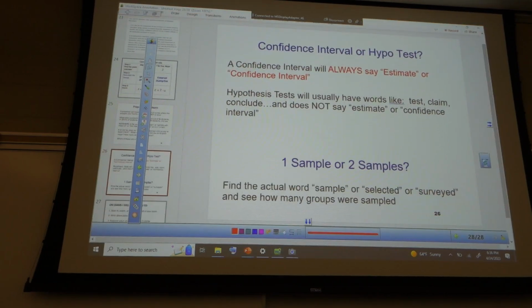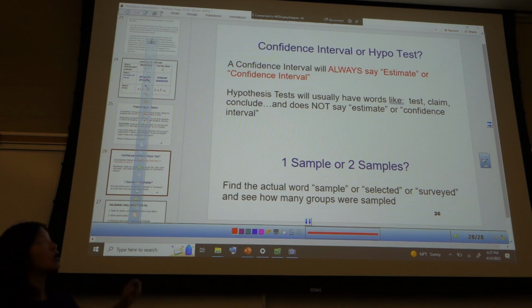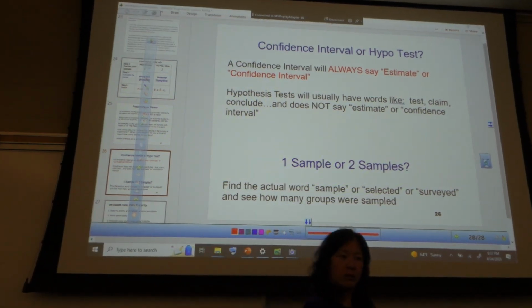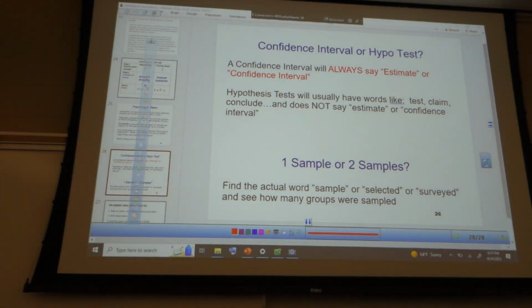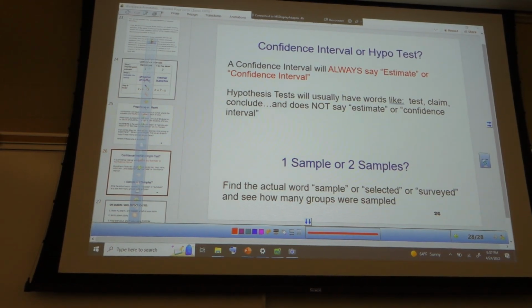All right. Confidence interval or hypothesis test. Again, how do you tell the difference? Confidence interval will always say estimate or confidence interval. Everybody on board? Always. If it doesn't say that, it's a hypothesis test.